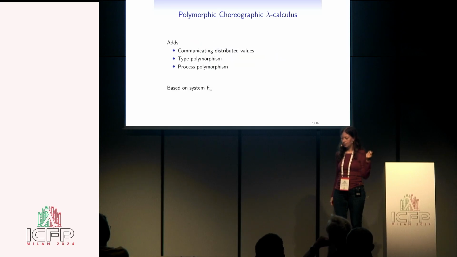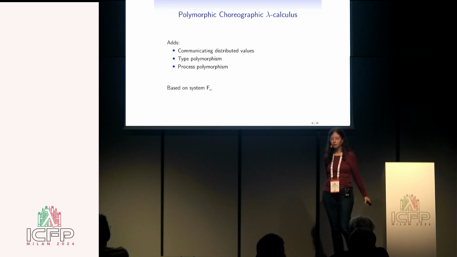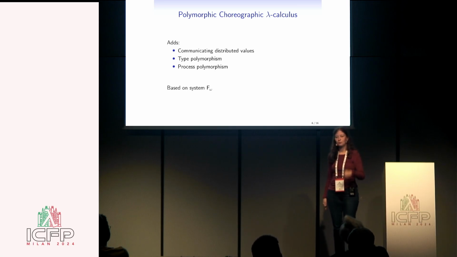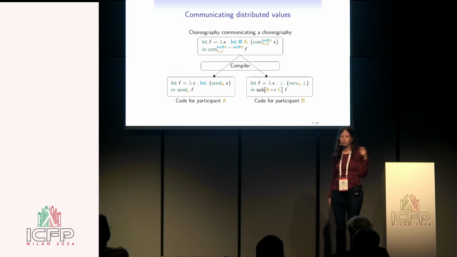So what are the features of PolyChorλ, or the polymorphic choreographic lambda calculus? Well, it adds the communication of distributed values, so values which are not located entirely at the sender can now be communicated. They can communicate only their part of the value. It adds type polymorphism, and it adds process polymorphism, and it's based on System F omega. And I will explain to you why it is not just System F, because it needs to be System F omega, as it turns out. But first, let's see what communicating a distributed value looks like.